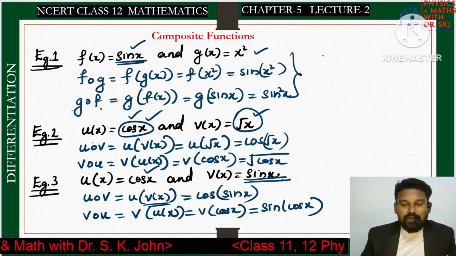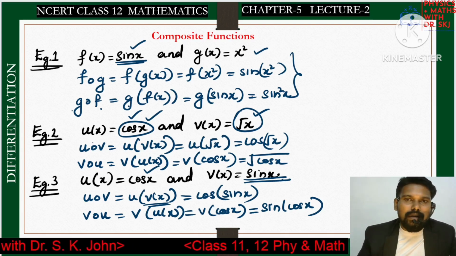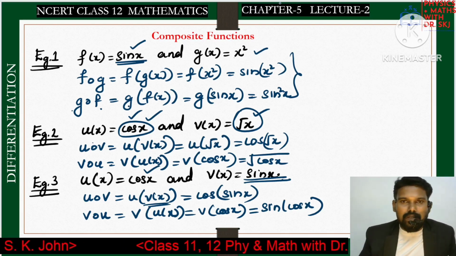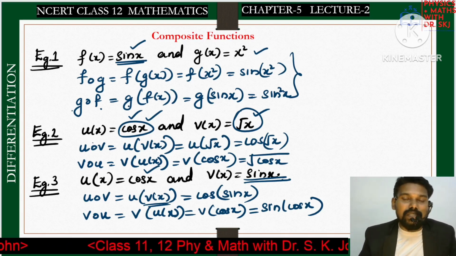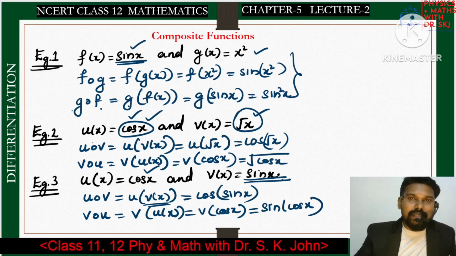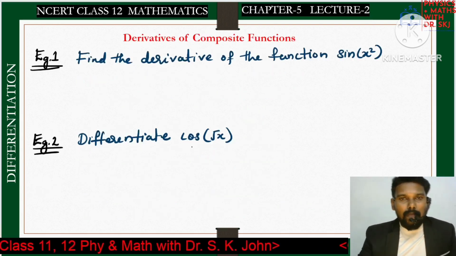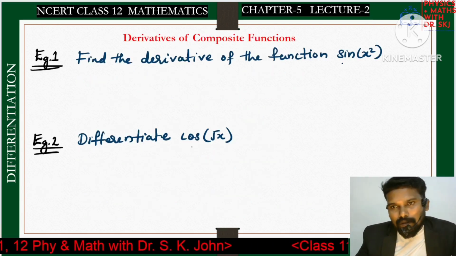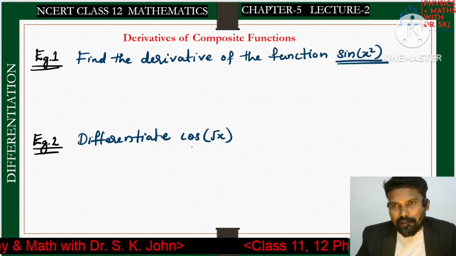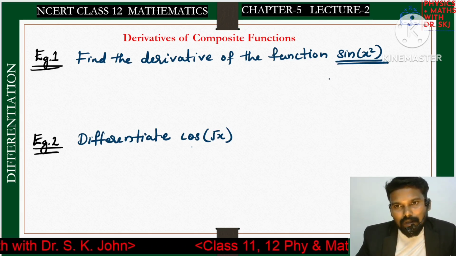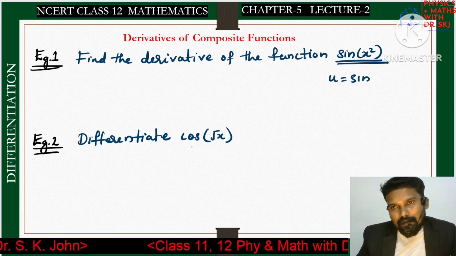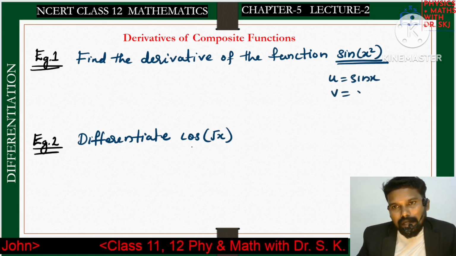Okay. These are composite functions. Now we are going to learn how to differentiate these functions, or what is the chain rule for differentiation of these functions. It is called the chain rule. Okay. So we understood that this is a composite function of u, which is sin x, and v, which is x square.